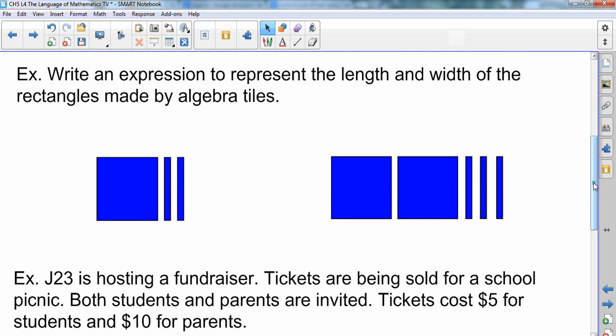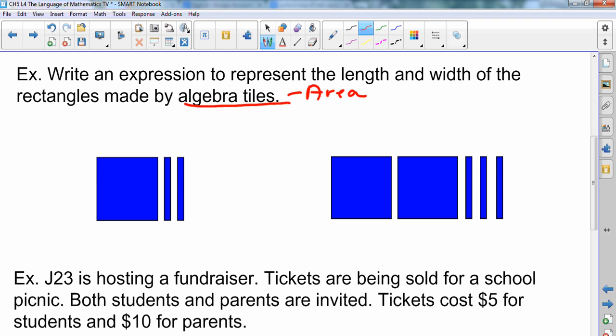Okay, so now this one is jumping ahead a little bit. When we start to talk about the length and width of the rectangle made by algebra tiles, I talked with at least one of the classes about this, so it's not entirely new to all of you. And we will be looking at this in Chapter 7 as well, but I wanted to sort of mention it now. If this doesn't make a ton of sense, we'll make sure we take some time in class together. But basically what's happening is the algebra tiles are representing the area of a rectangle.